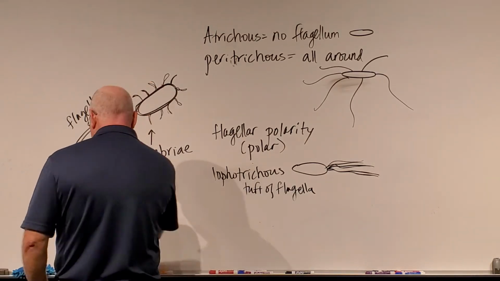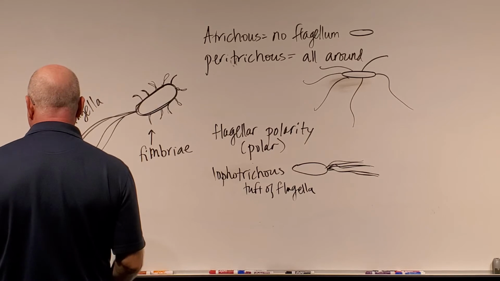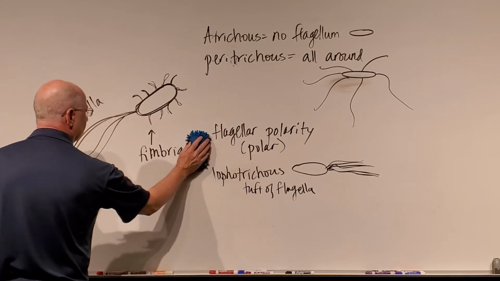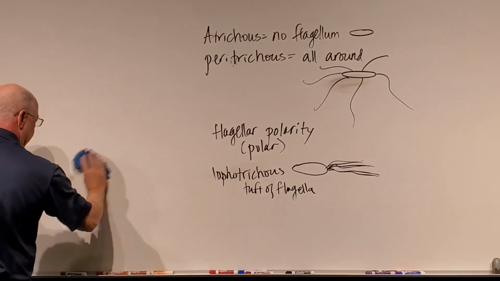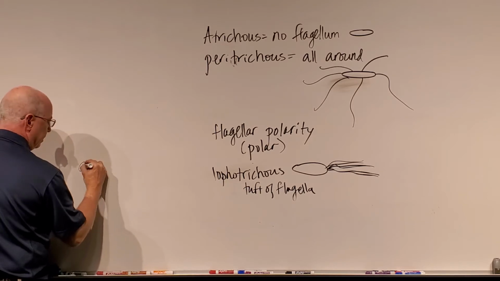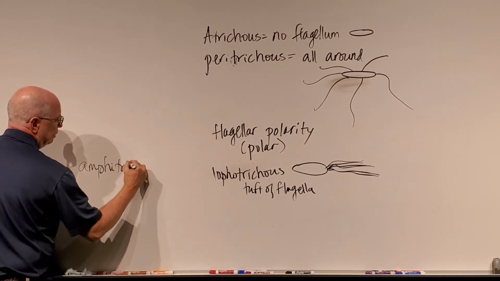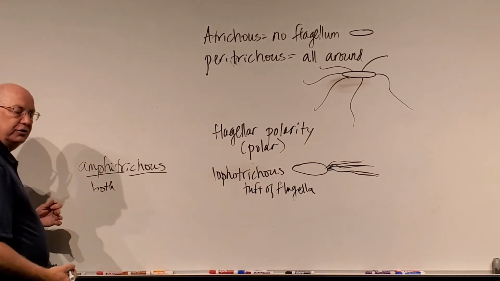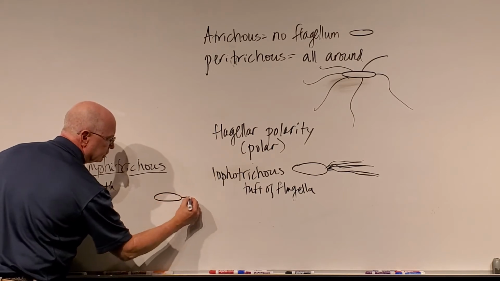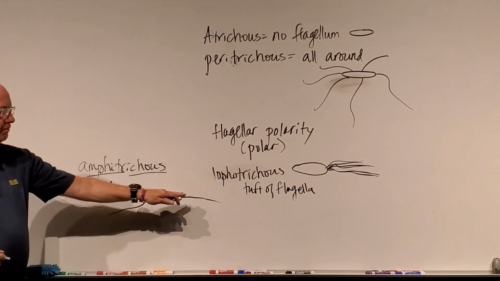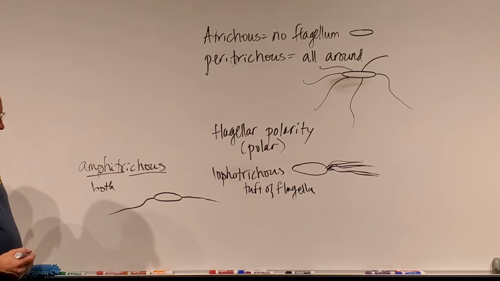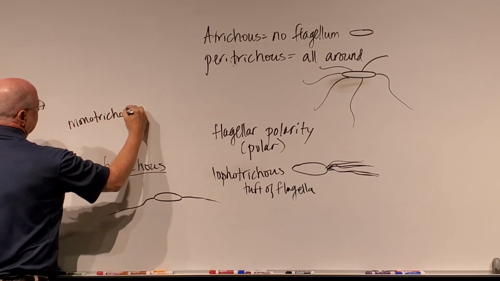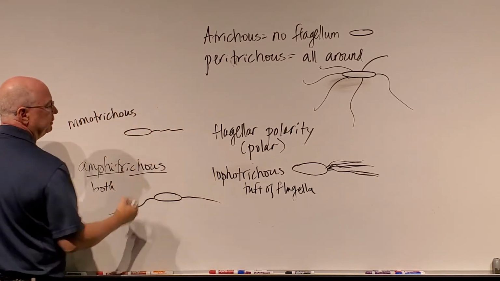Now, a couple of other terms that we could talk about is we could say if something is amphitrichous or monotrichous. So I'm going to erase this picture right here, and I'm going to talk about this. Okay? If I say something is amphitrichous, amphi means both, and trichous refers to the flagellum. So an amphitrichous bacterium could have a flagellum at both ends. And if it's monotrichous, monotrichous means that it has a single flagellum.